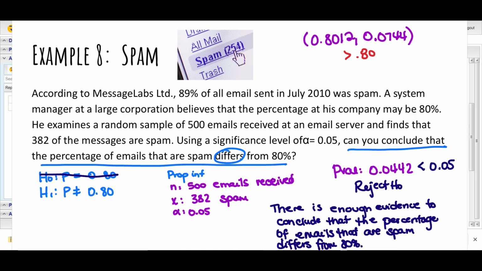All right, and this agrees because it's saying that it's greater than 80, which differs. So the whole thing is greater than 80%, and that's a way to be different. So it agrees that it differs.